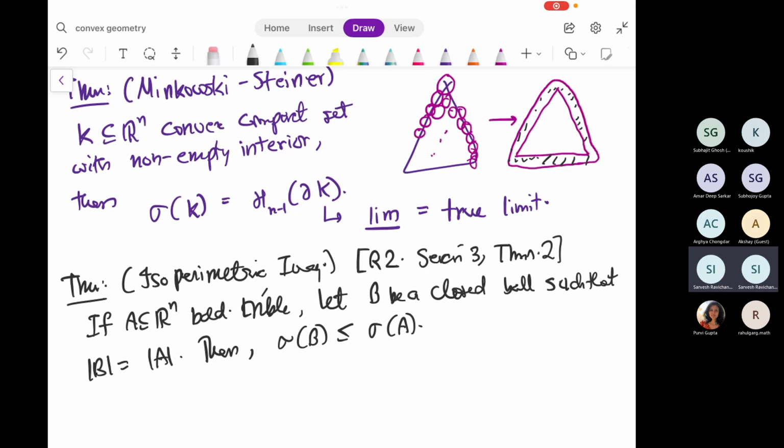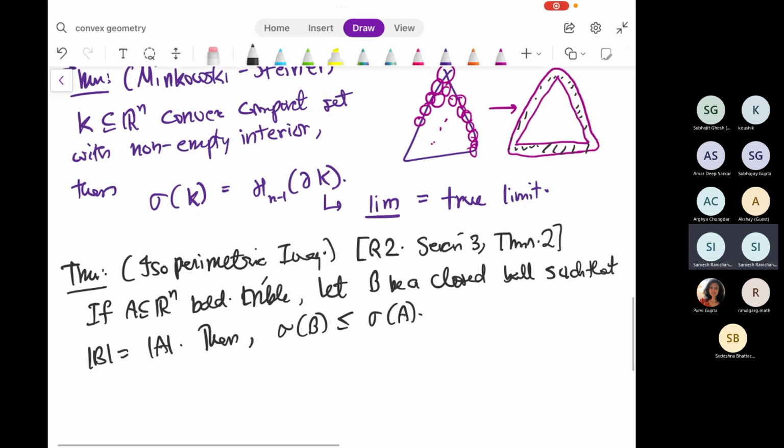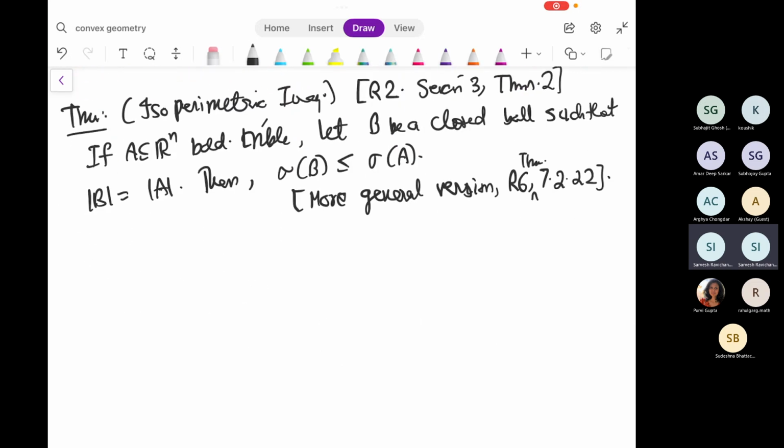And once again, this is not the most general isoperimetric inequality available. You can find a more general version, for example, which involves lower Minkowski content and so on, as R6, which is Krantz's book, theorem 7.2.2. So that is a more general version of the isoperimetric inequality, which can be derived as a corollary of what we do, but strictly speaking, it's a much stronger result than the one that we have here, right?